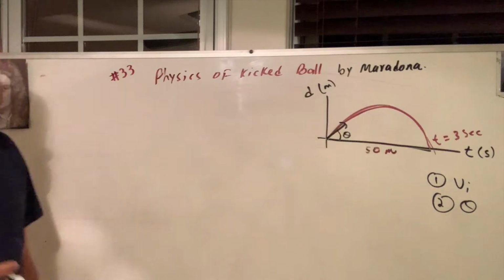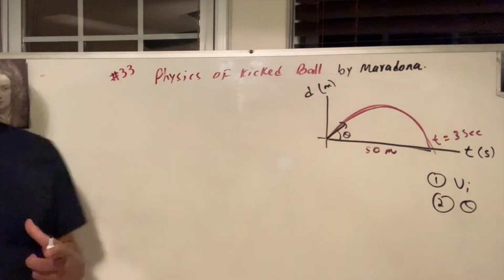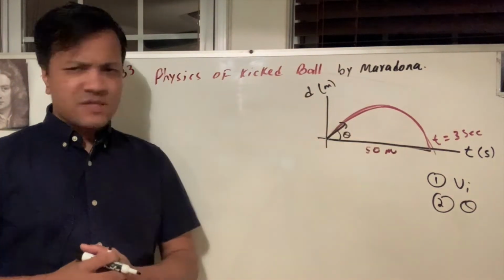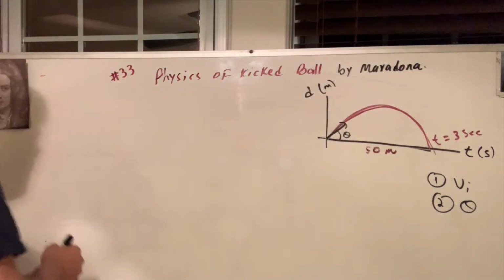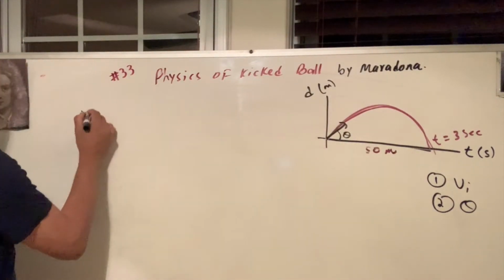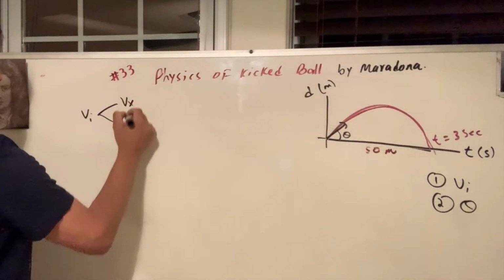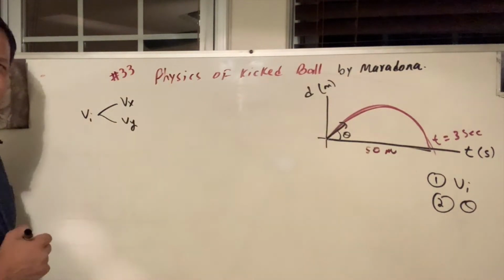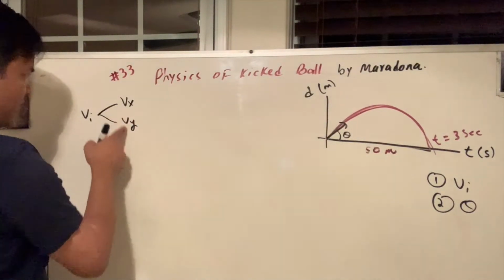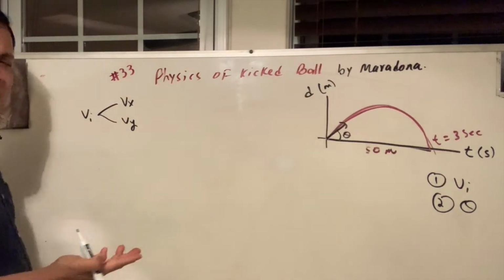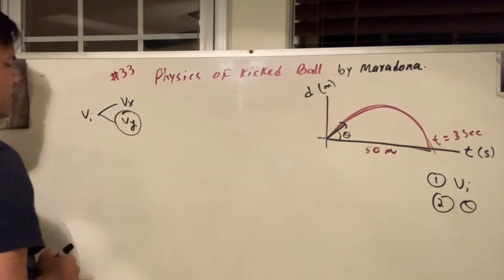All right, so how can you find the initial velocity using the information given? Number one, we have to find the initial velocity. Remember, the initial velocity has two components, Vx and Vy. So we have to find the components first. Let's find Vy first.